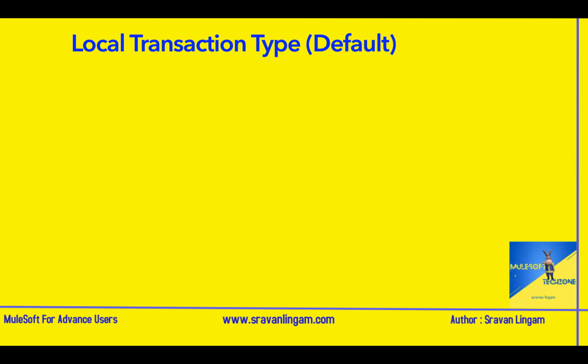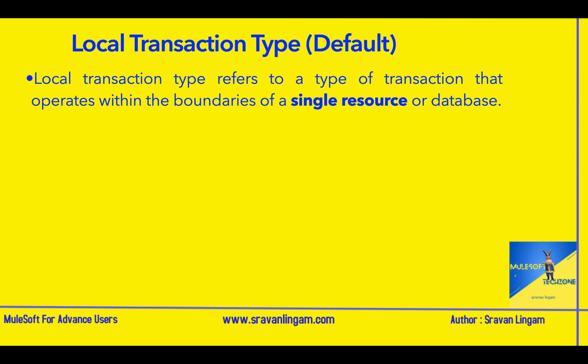So let's get started with the local transaction type. What does a local transaction mean, which is actually the default? A local transaction type refers to a type of transaction that operates within the boundaries of a single resource, for example a database, which means you are operating on a single type of connector. It can be only database connectors or only VM connectors. It is not a combination of database and Salesforce or something like that. Local transaction is all about a single resource.